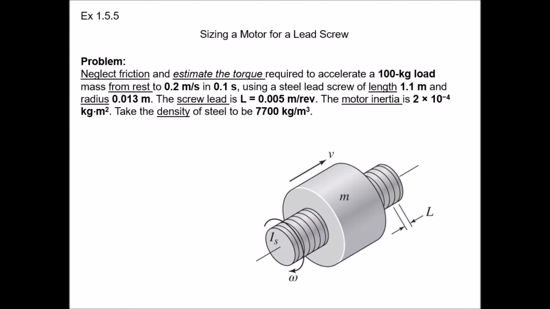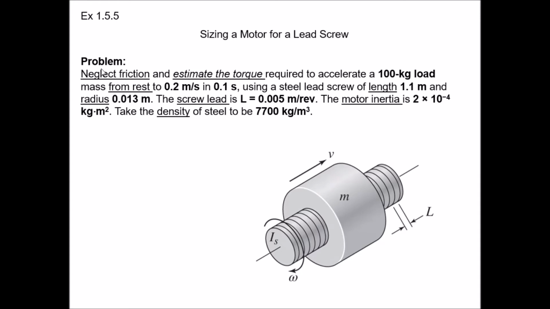So now let's take a look at example problem 1.5.5 from our text. In this problem, we're going to be sizing a motor for a lead screw. I've taken what we have given in the word problem for this example in the text and underlined and highlighted a few key things that we're going to be able to take away from the problem statement. So they give us quite a bit of information within this.